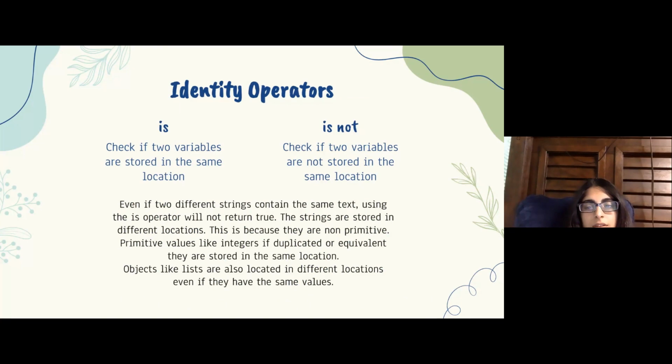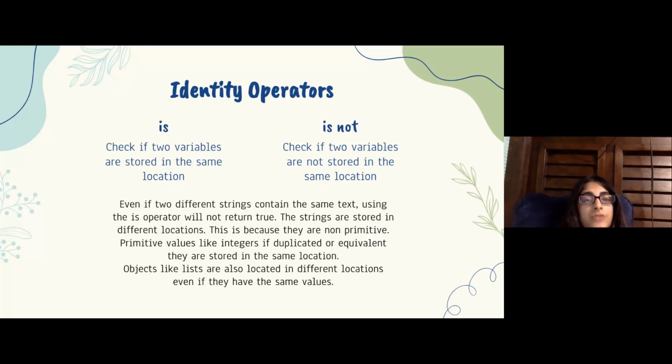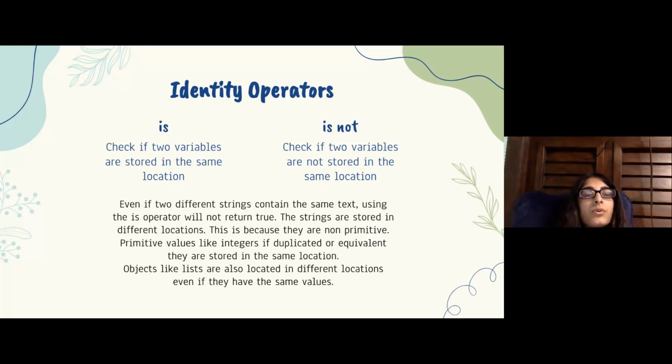And now we're on to identity operators. So we can check if two variables are stored in the same location in memory. And we can also check if they're not stored in the same location. So something to note is, in most programming languages, if you have two strings with the same text, the is operator is not going to return true. Those two variables are not, even though they are the exact same values, they are not stored in the same location in memory. So if I had two strings, I have name1 equals Elvira and name2 equals Elvira. They both contain Elvira.